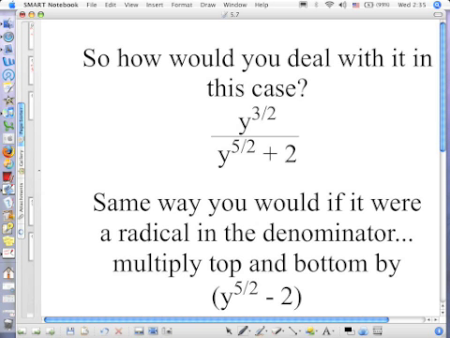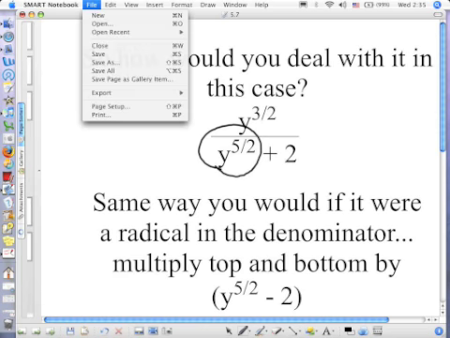Just like if this was the square root of y plus 2, we would multiply by the square root of y minus 2. Since this is essentially the same as a radical, we handle it the same way. All right? Let's see if I have this. So what was the answer? Okay, I don't. All right, hold on a second. Just scroll down.